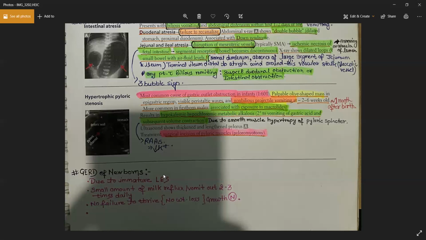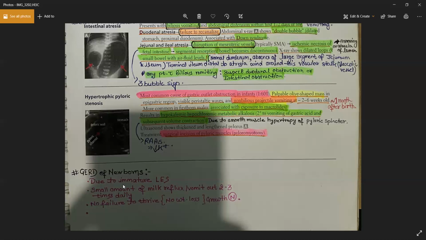And this is because of an immature lower esophageal sphincter, because a very small amount of reflux is there. You won't get failure to thrive. The growth and development of the baby will be absolutely normal. Nothing has happened. It's just a very normal thing because of an immature lower esophageal sphincter.